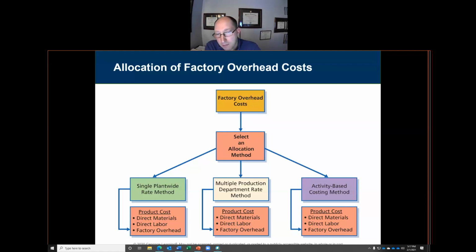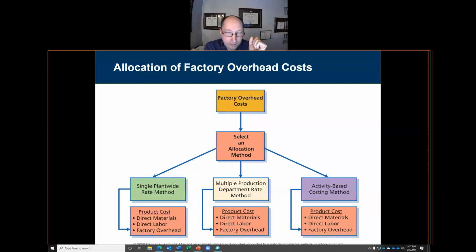Now, there's a couple of different methods that we're going to discuss tonight. We're going to focus on activity-based costing, of course, but we need to understand the three primary methods of allocating factory overhead costs. The first one is called the single plant-wide rate method. It's exactly as it sounds, single.